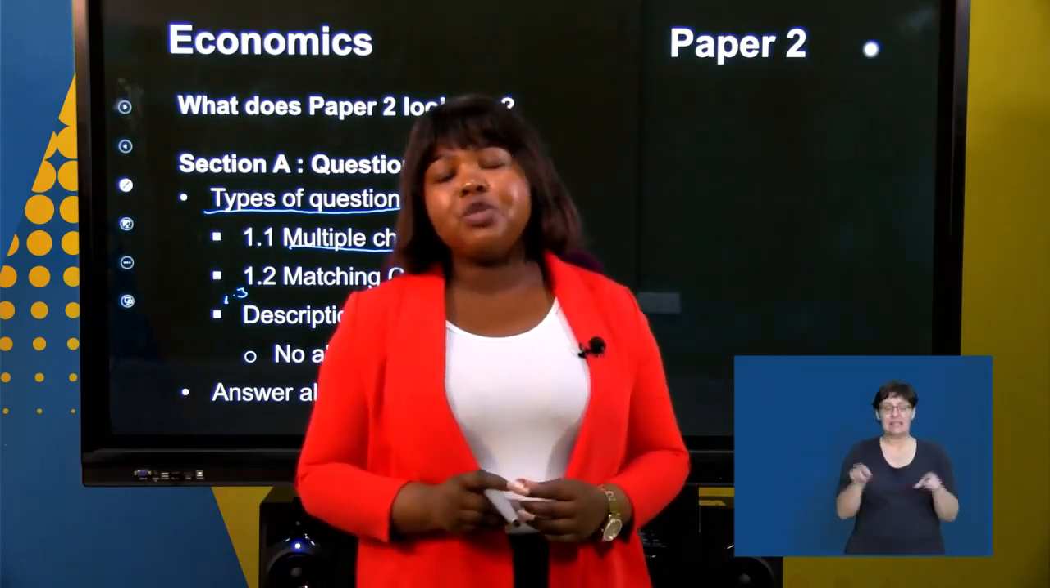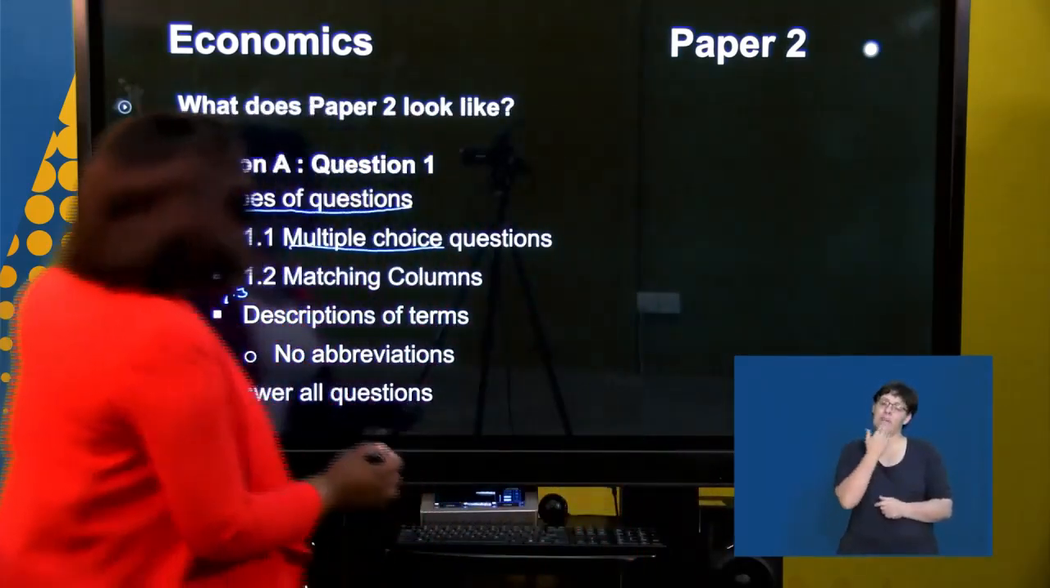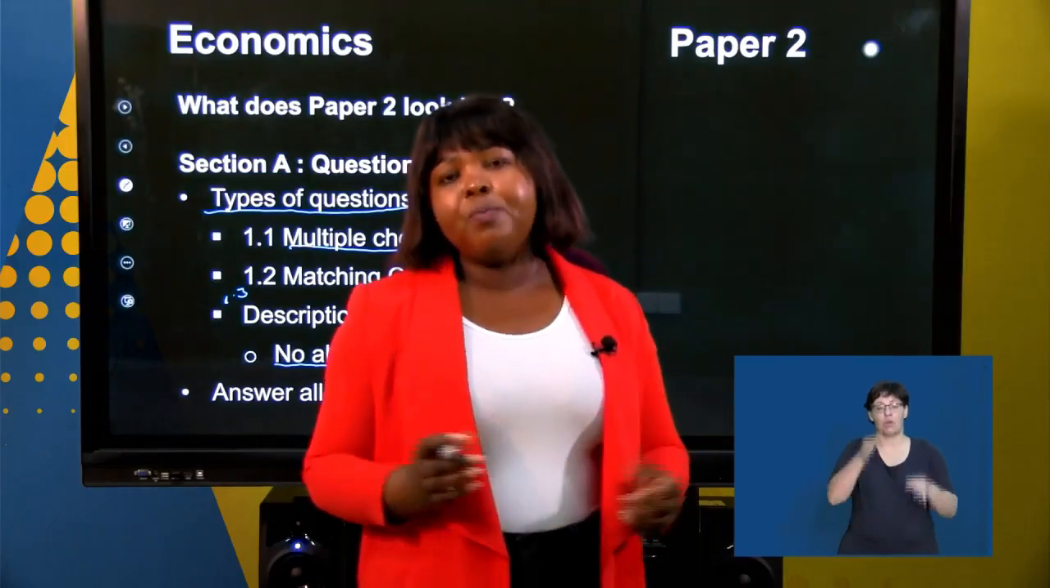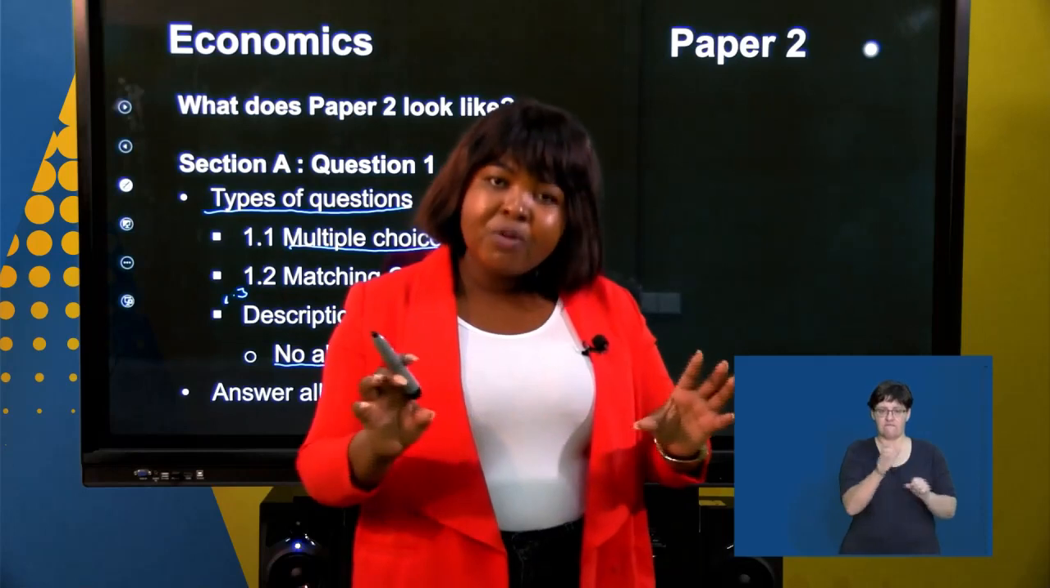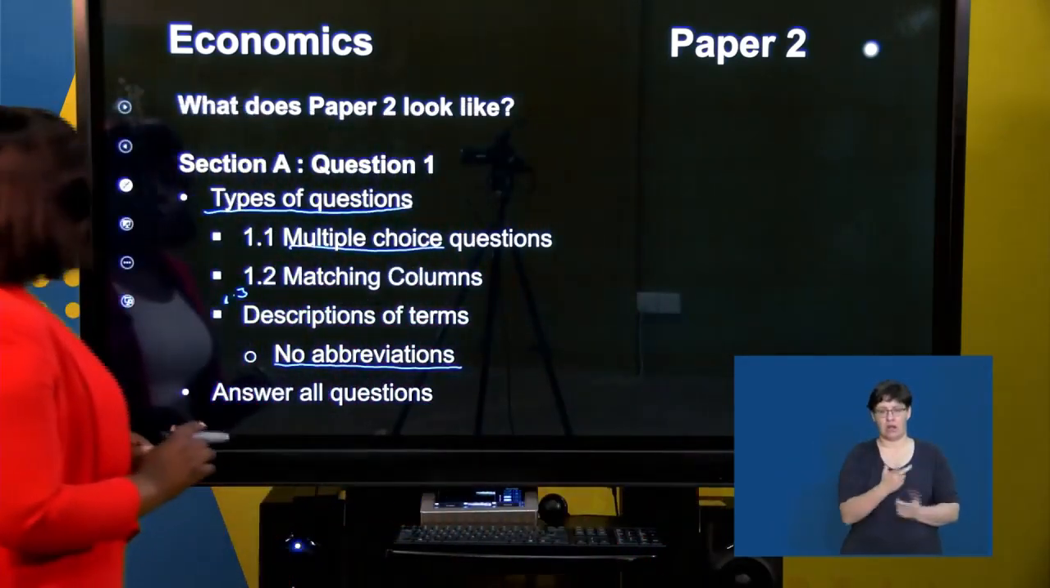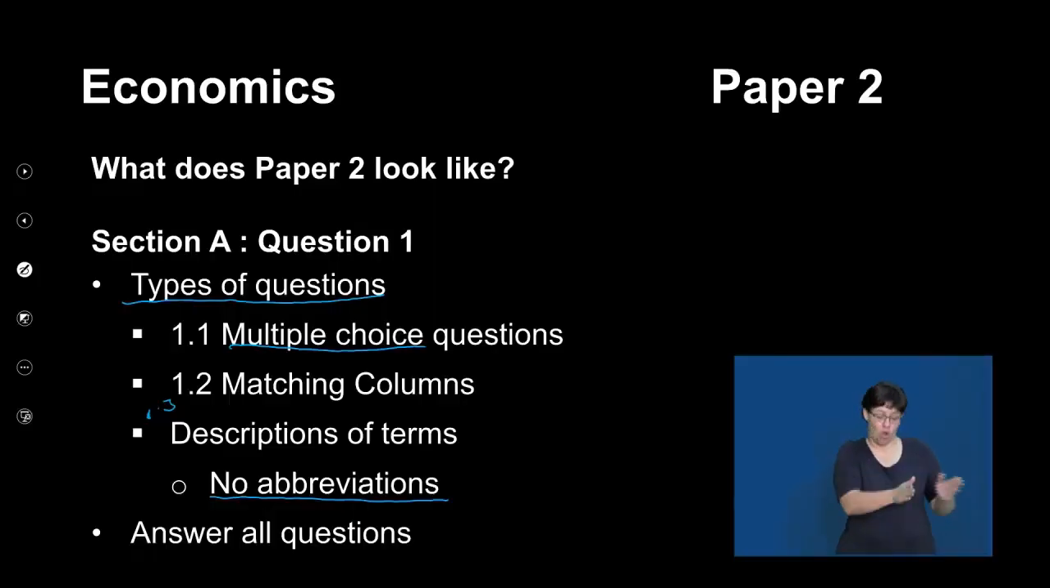As I've already said to you guys, in this section, please do not use abbreviations. Write words in full. For example, they would say the nature of a product in a monopoly. Please write the term. If the word is unique, write unique there. Don't write abbreviations or acronyms for this section.